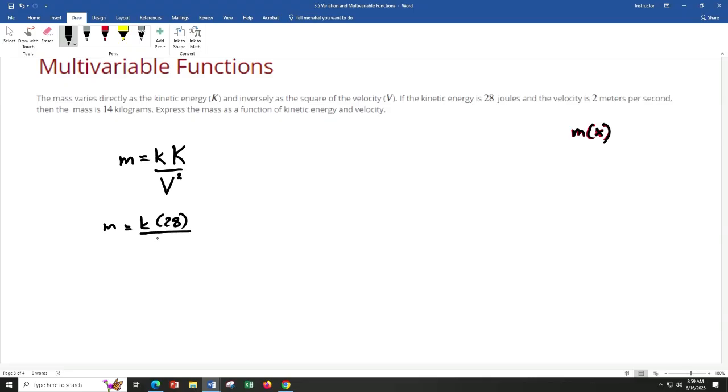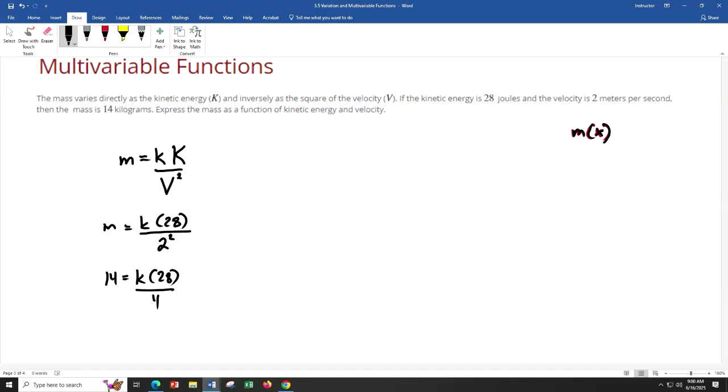Well, that just turns into 2 meters per second, but I've got to do what? Squared. Exactly. Then I've got to do the math. And then the mass is 14 grams. So they're going to give us the mass as well. Notice they're going to say the mass is 14. So 14 is equal to K times 28. And then 2 squared is 4.